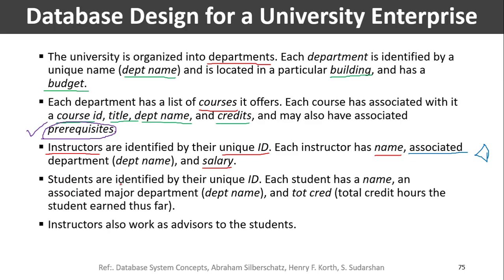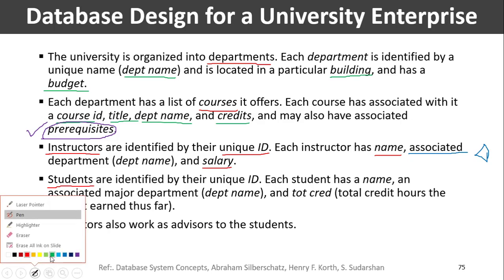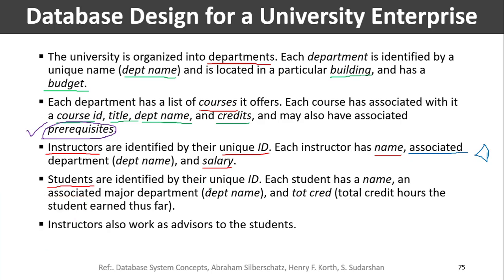Next, it is mentioned in the problem statement that students are identified by their unique ID. So we may identify that here student is one of the entity sets. Each student has name and associated major department and total credits. Now if we carefully look at this, no doubt the attributes are being mentioned for the student. So unique ID is the attribute, student name is the attribute, total credit is the attribute for the student.